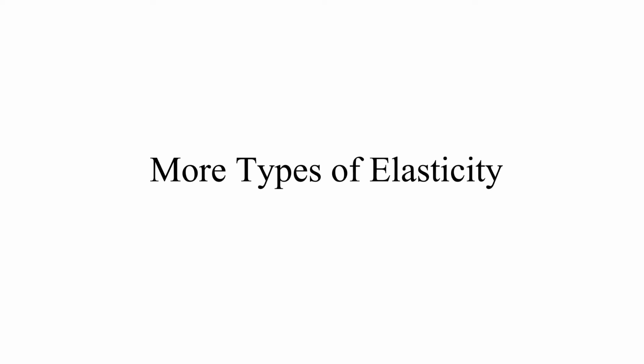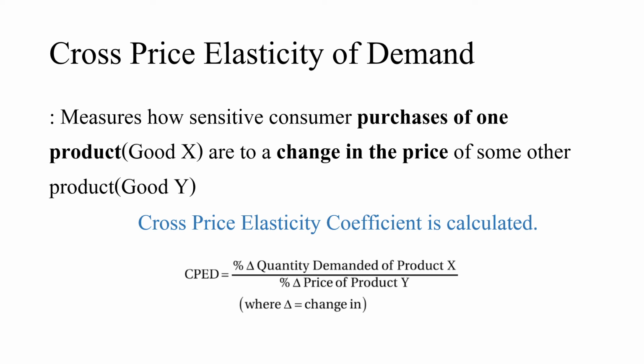Now we will be moving on to more types of elasticity that students would have to know to study microeconomics. So the first one I brought is the cross-price elasticity of demand. This measures how sensitive consumer purchases of one product, let's name this good X or product X, are to a change in the price of some other product, good Y or product Y.